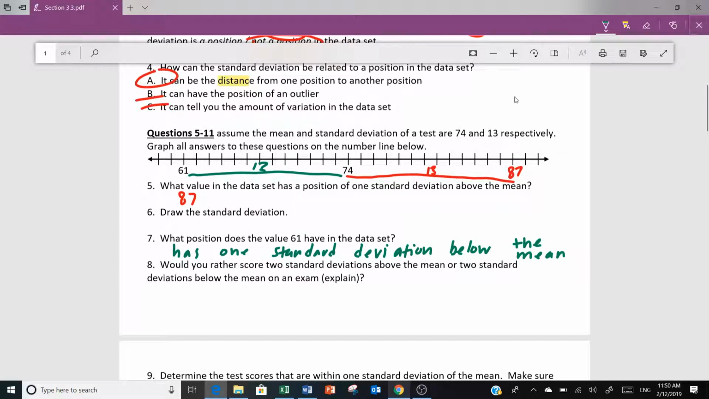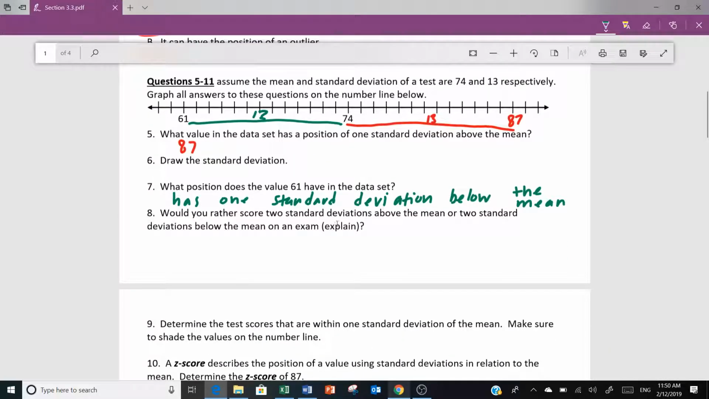Okay, this question right here says, would you rather score 2 standard deviations above the mean or 2 standard deviations below the mean? I want some great explanations here.